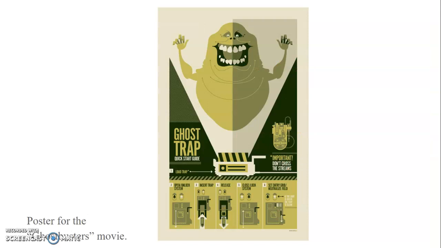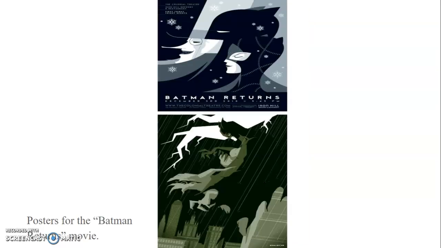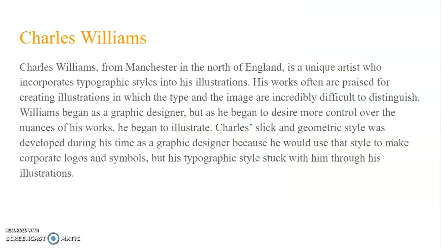This is his poster for the Ghostbusters movie, and as you can see, it follows the basic system that the Gremlins did. Both are vector, both look similar. And this is his final poster that I have here. Posters for the Batman Returns movie. So they all look very similar, and that is because of his style and his usage of vector.